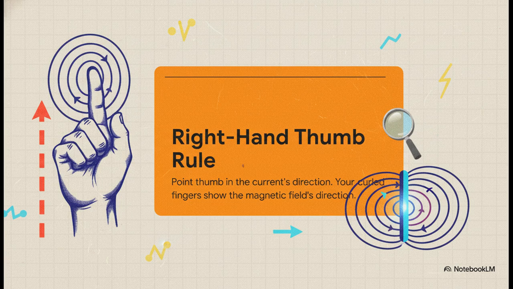For that, we've got our first super important tool, the right-hand thumb rule. Seriously, do this with me right now. Take out your right hand. Point your thumb in the same direction the current is flowing. Now, just curl your fingers naturally. The direction your fingers are pointing, that's the direction of the magnetic field. It's that simple, but you've got to practice it until it's automatic.